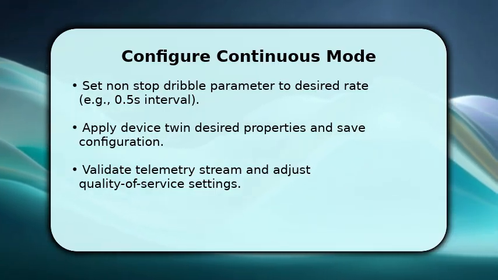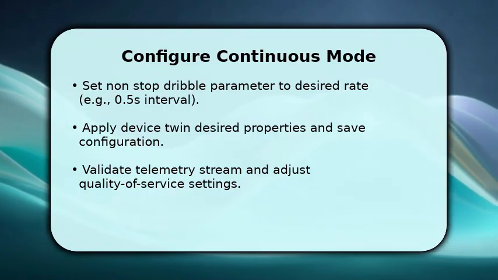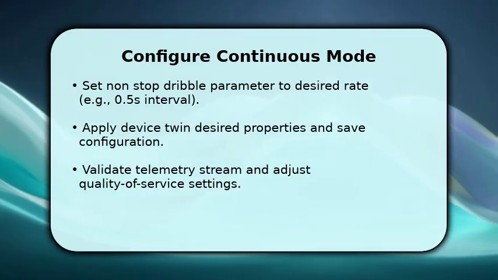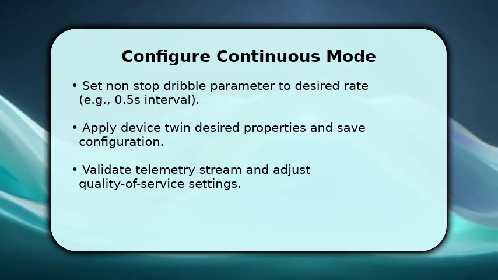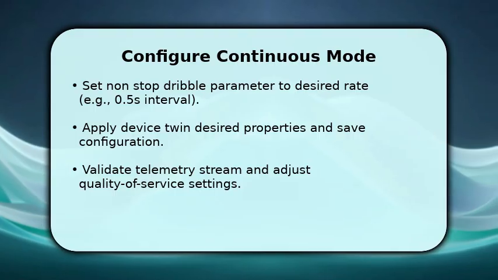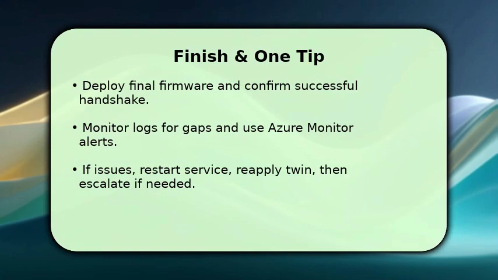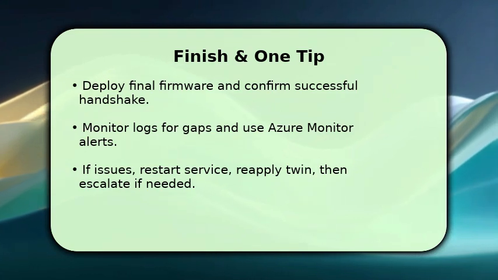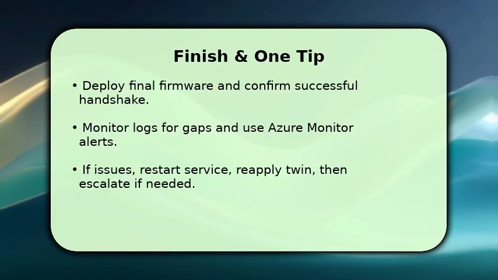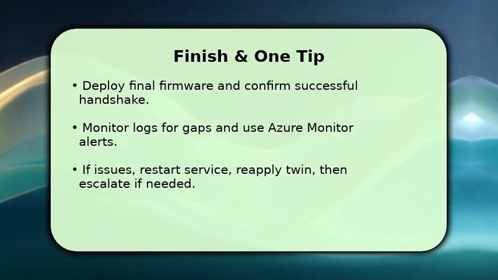Monitor the telemetry stream in the Azure portal to verify messages arrive continuously, and make sure to tune CoS and batching to avoid packet loss while keeping latency low. You finish by deploying the final firmware image and confirming the device handshake with Azure IoT Hub. That seals the configuration. Once done, enable monitoring and set alerts so you detect interruptions early.